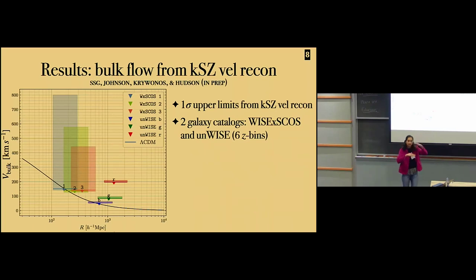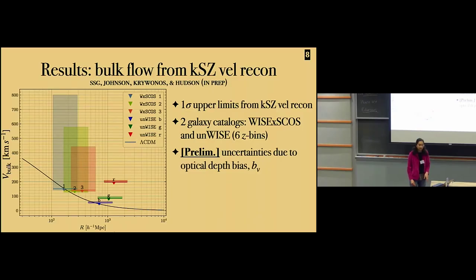And then these colored bands that you see around them come from the uncertainty that arises due to this optical depth bias parameter, BV. The reason I say they're preliminary is because right now the analysis is with an uninformed prior on BV, but we're trying to improve that using data-informed priors.